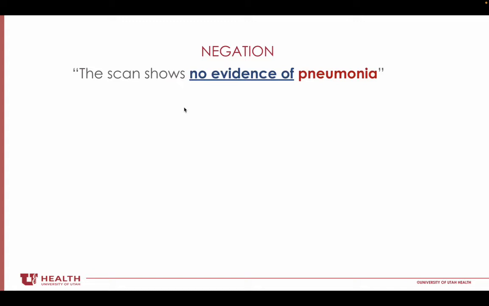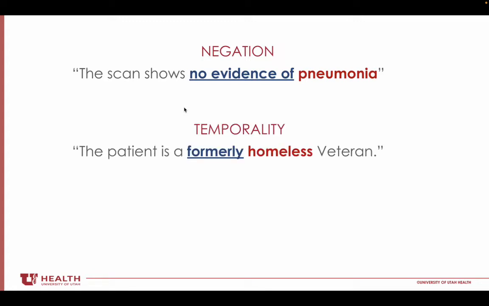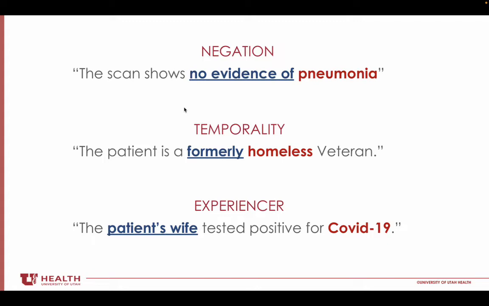So for example, we have to deal a lot with negation. We might see concepts like pneumonia in a sentence, but if you look a little closer, you see it says no evidence of pneumonia. So just because a concept shows up in the text doesn't mean that it's actually present for the patient. Similarly, temporality. If you see that the patient is a formerly homeless veteran, that's very different from a currently homeless veteran. And also experiencer. Especially with COVID-19, often patients might be referring to exposures that they had or the situation of their family members, but it's not them that tested positive for COVID-19, and you need to make that distinction.